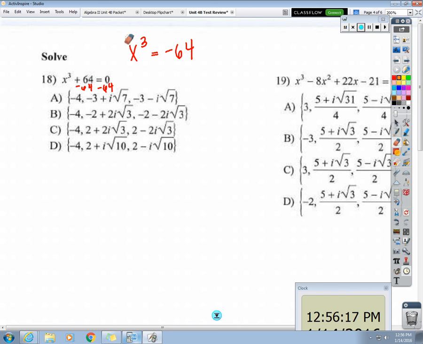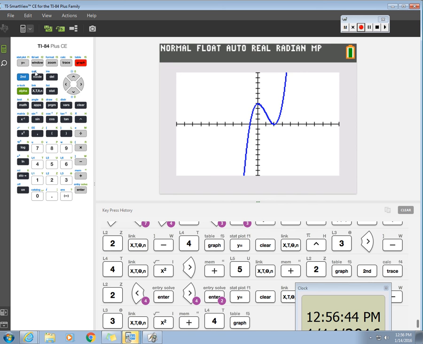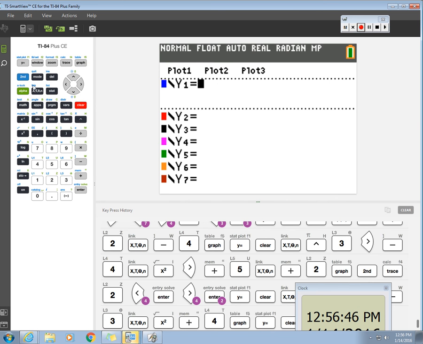The way to go is to graph it. Okay, so let's go ahead and graph it. Guys, when in doubt, graph it. Okay? If you're not sure how to start a problem, you need to graph it, and maybe then it'll get your wheels turning. Okay, so y equals x cubed plus 64.